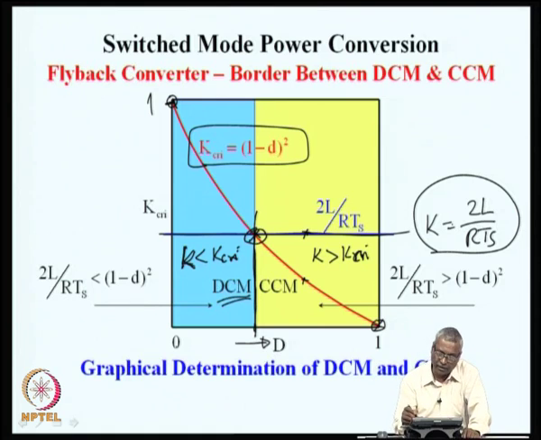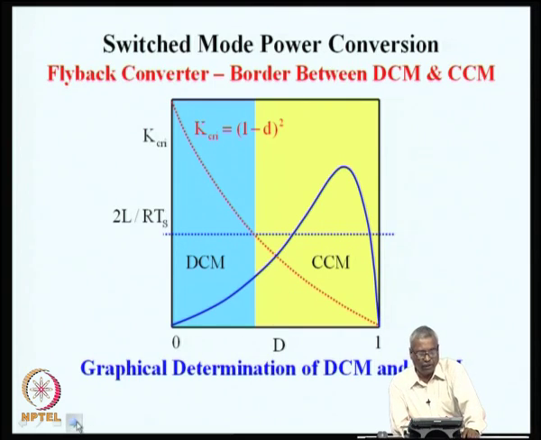So, even for a converter which is designed with a certain value of L and for a certain load condition, it is possible to take it from discontinuous mode of conduction to continuous mode of conduction just by changing the switching frequency, following this relationship, that if 2L/RTs is greater than (1 minus d) whole square, then the converter will come into continuous mode of operation. So, many times if we prefer continuous mode of operation in a particular converter, we can always change the switching frequency so that the converter can be brought into continuous mode of operation.